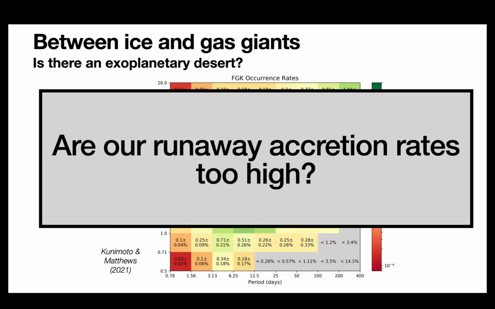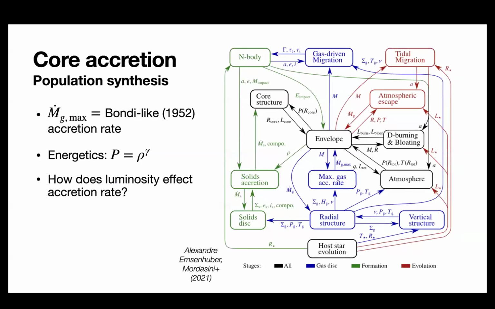Which raises the question: are our runaway accretion rates too high? And are we essentially underpopulating this exoplanetary desert between ice giants and gas giants? So in particular, let's think about what people do when they produce demographic expectations for these theoretical models.